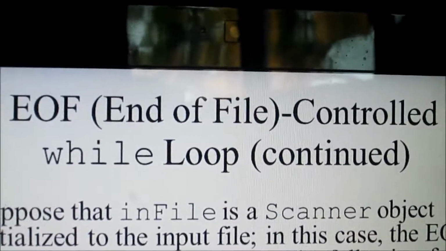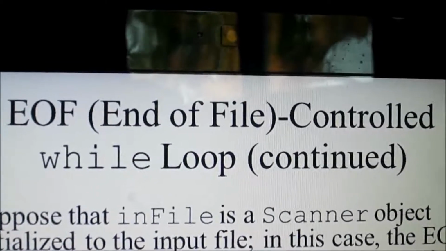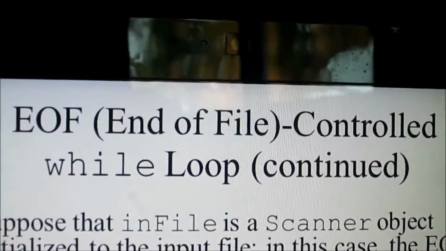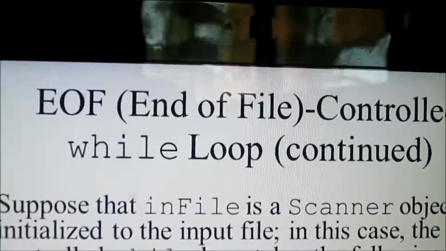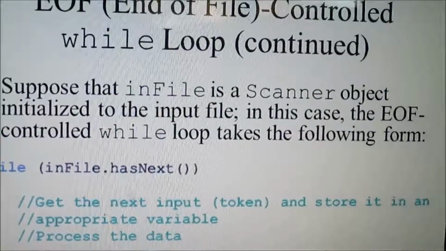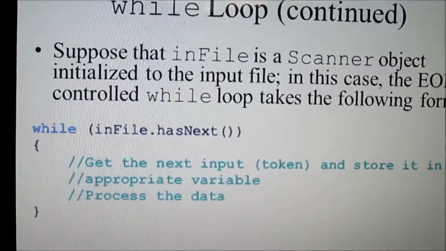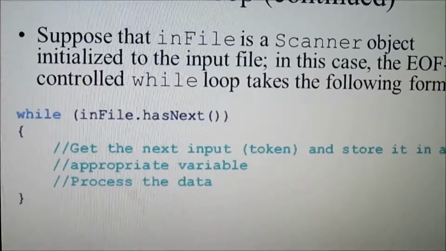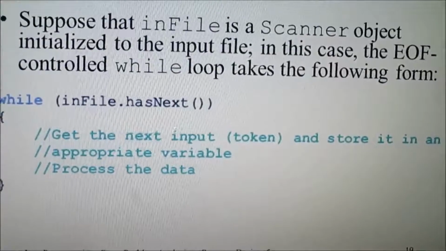Expressions such as console.nextInt act as the loop condition. A general form of the EOF controlled while loop that uses the Scanner object console to input data is of the form you can see on the screen. The EOF controlled while loop has a syntax as you can see on the screen: while, followed by the condition, console.hasNext. Then, get the next input and store it in an appropriate variable. Process the data.